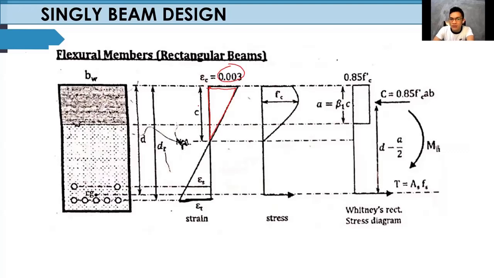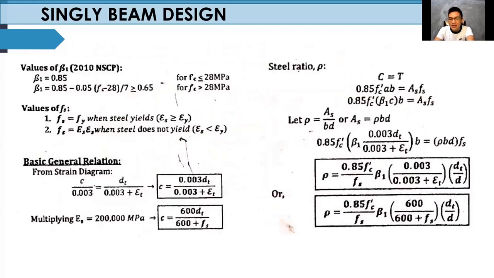Diba? 0.03 over C. And this triangle, this height, this is our dt. Then, ET plus 0.003. Kita niyo ba? Ito siya. Nilagay dito. Ayan, this triangle. So, this angle is the same with this angle. So, therefore, similar triangles. 0.003. Okay? So, ayan siya. C over dt equals 0.003 over ET plus 0.003.